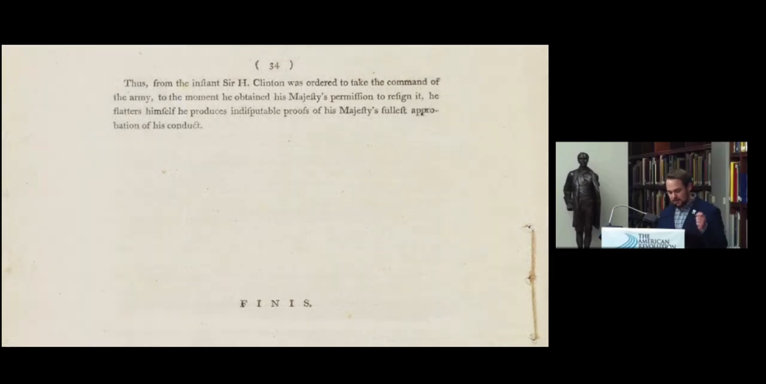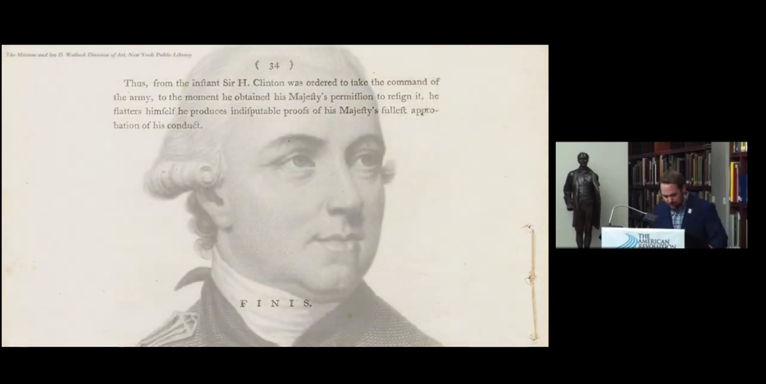Although I'm unable to read Clinton's entire rebuttal, I will read Clinton's concluding statement on the last page. It reads, "Thus, from the instant Sir Henry Clinton was ordered to take the command of the army to the moment he obtained His Majesty's permission to resign it, he flatters himself he produces indisputable proofs of His Majesty's fullest approbation of his conduct." And you can just see Clinton writing this at 3 a.m. over candlelight, just wearing down the nib of his quill in anger.